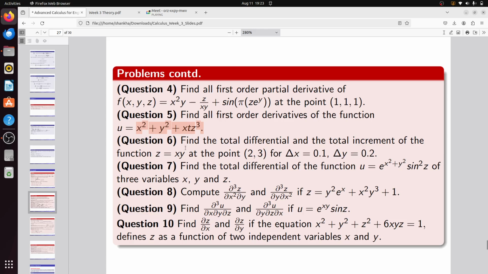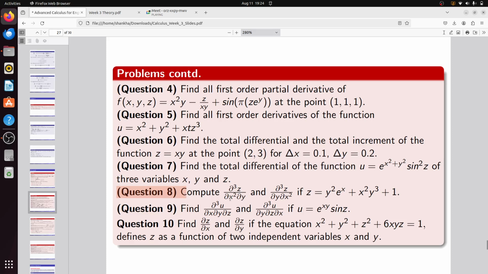And you can follow Piskunov's book. This is just very minor problems. This problem, I think Sir also discussed these problems. Total differential, these problems. Okay, try this one. Question 8.